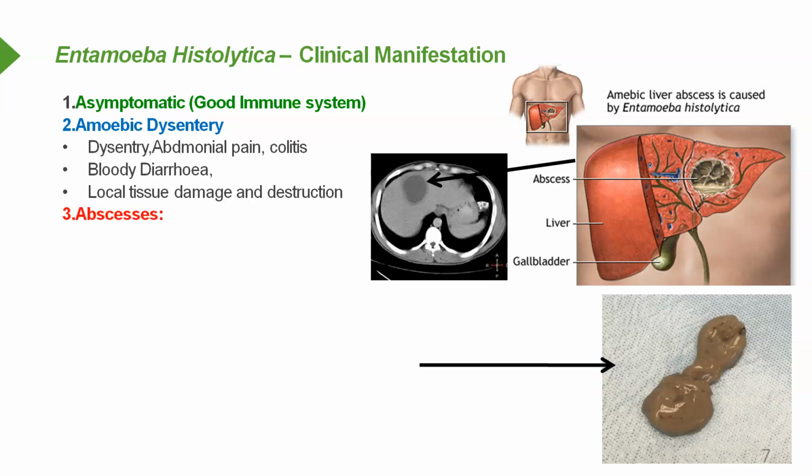And again, in some cases, in addition to amoebic dysentery, it can cause abscesses. The primary targeting organ is the liver, which can develop liver abscesses, that is, amoebic liver abscesses. Sometimes it can even cause hematological spread from the GIT. So this amoebic liver abscess is caused by Entamoeba histolytica.